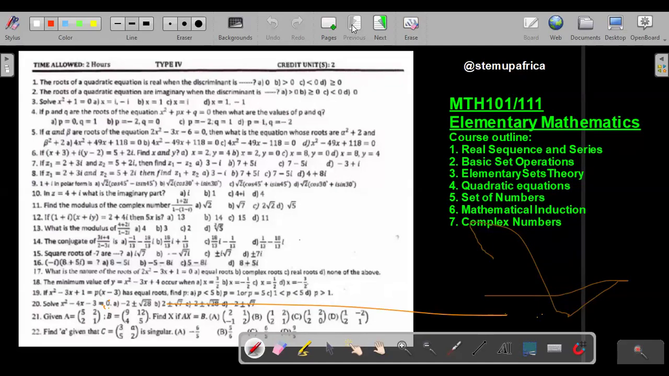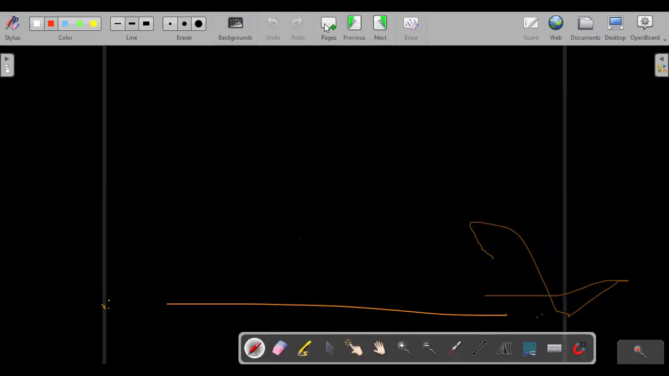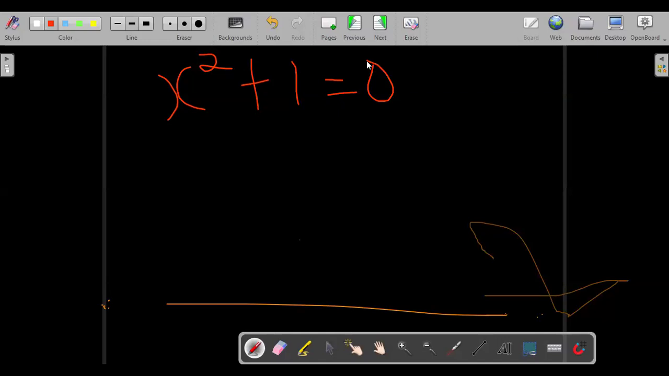Question 3 says solve the quadratic equation x squared plus 1 equals 0. To solve means to find the unknown, and the unknown from the expression is x. How do we find x from here? Please take notes. Before you can solve this, we'll take note of what we call a complex number: i squared is equal to -1. With that in mind, let's see how we can find x from here.